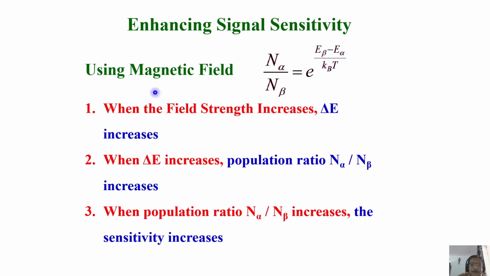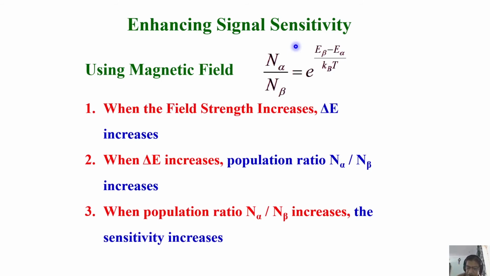So, I will play with the magnetic field now. What happens if I play with the magnetic field? When the field strength increases, delta E increases. But remember, when I have taken this ratio, delta E is larger, the population ratio n alpha by n beta increases, because this is in the numerator. When the population ratio increases, the sensitivity increases, because we detect the difference in populations. That's all it is. See, simple. What you have to do is keep on increasing the magnetic field to the maximum possible you can achieve. Then your sensitivity keeps increasing.